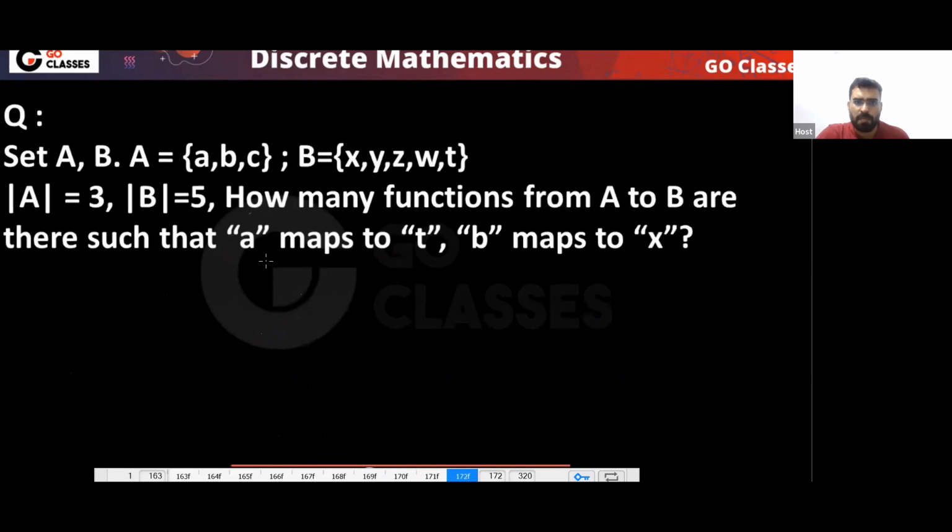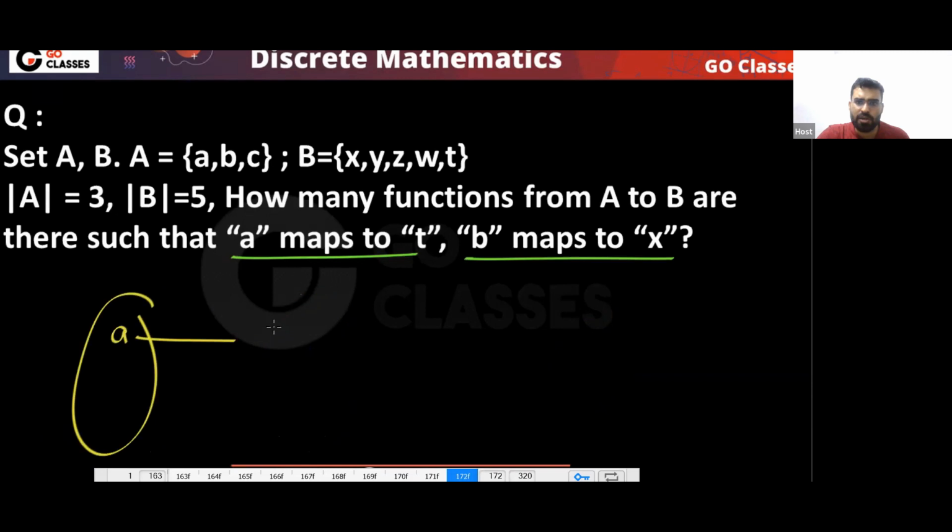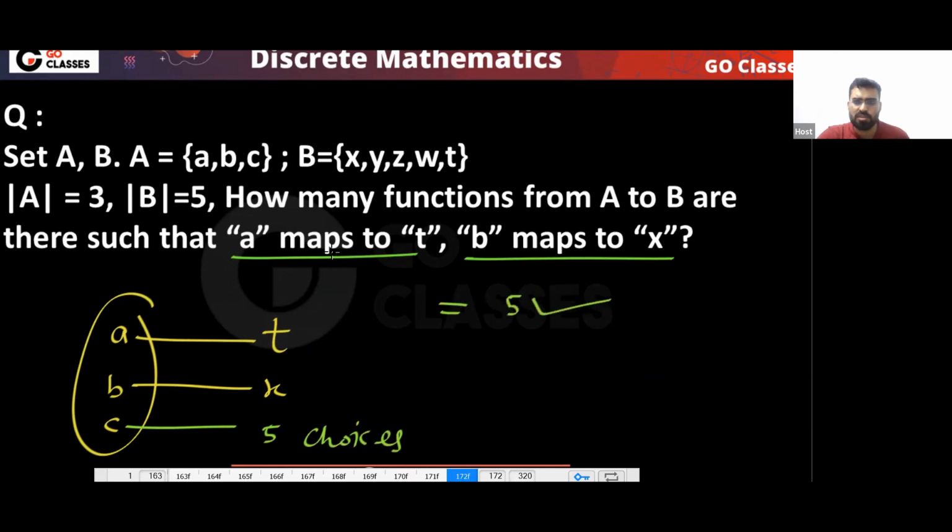What about this question? A is mapping to T, B is mapping to X. Now only C has choice. A is already mapping to T, and B is already mapping to X. So C has choice. For C, we have total 5 choices. So here the answer will be 5 for this question.